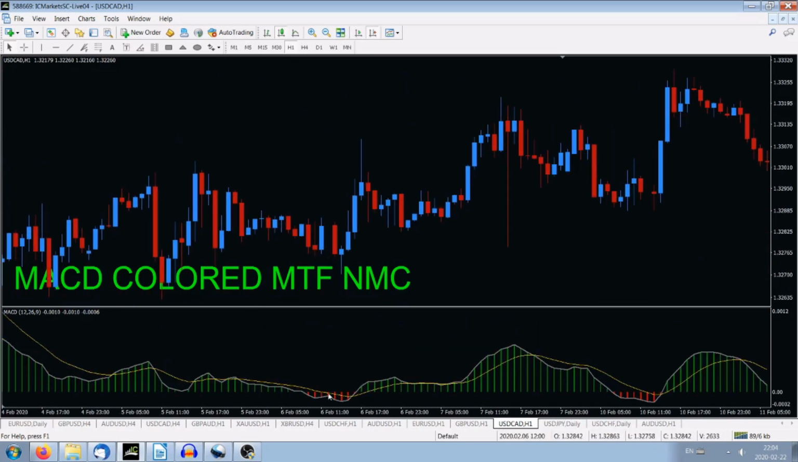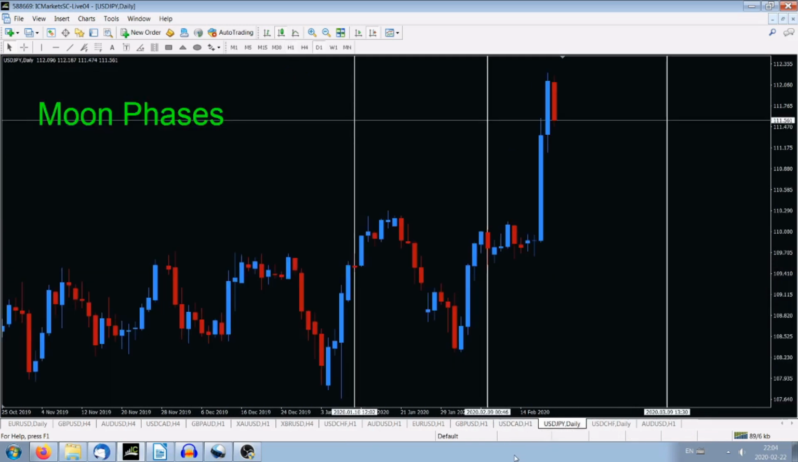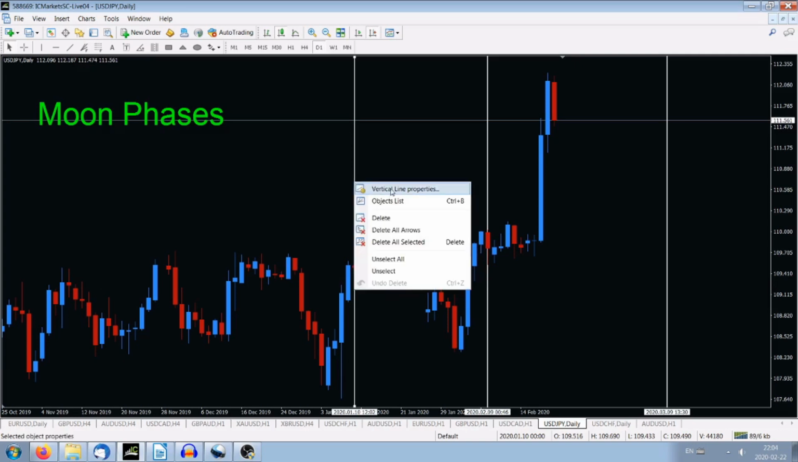On a ranging market, as you see, nothing. But as soon as the market starts trending, you might know what's going on. You got lines like on MACD. Next one, moon phases. Moon phases, the special one. It doesn't seem over here that it means anything, but when there's a new moon or full moon, something's going to happen. I'll show you quickly.